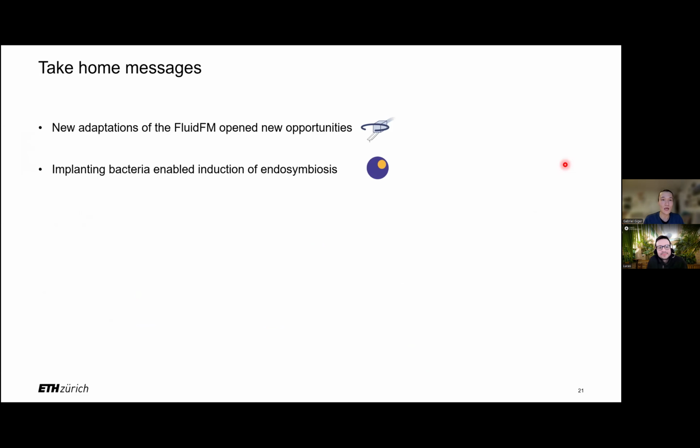Yeah. So as the take-home messages, I hope I could show you that in our lab, with the new adaptations of the fluid FM, we could explore some really interesting new opportunities. By implanting bacteria, we enable the induction of a novel endosymbiosis that doesn't exist like this in nature, see in real time what happens, and then use adaptive laboratory evolution to stabilize this. In our case, this came with a large host influence, but of course, this might be different if you use a different pairing.